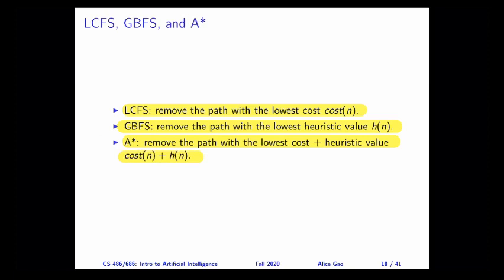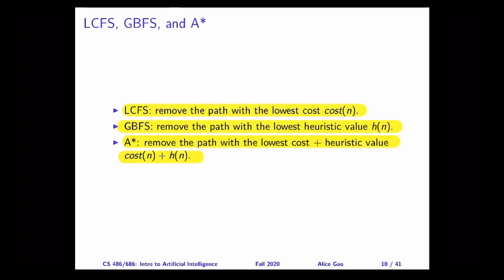Technically speaking, lowest cost first search is an uninformed search algorithm since it doesn't use the heuristic function. Greedy best first search and A* are heuristic search algorithms. I'm going to discuss these three algorithms in more detail in the next few videos.